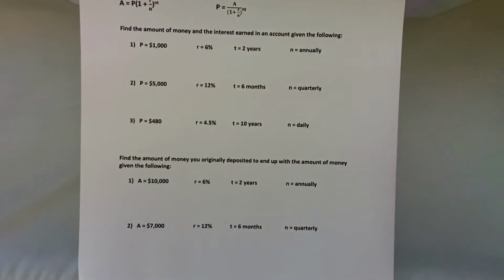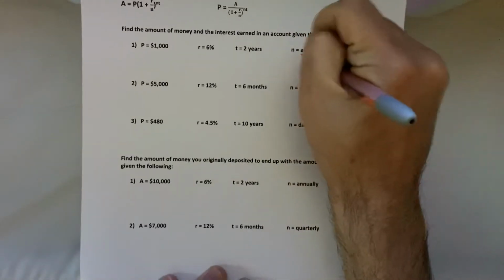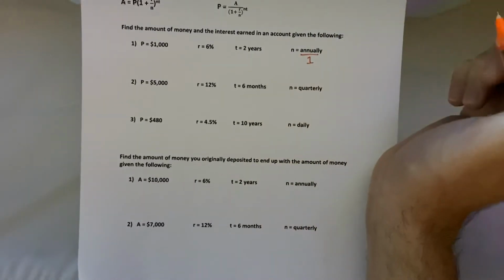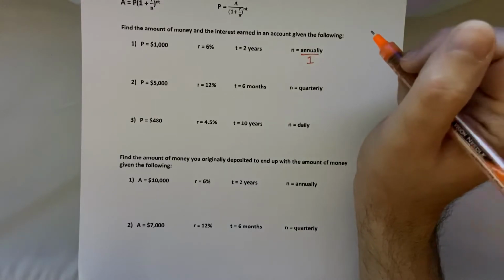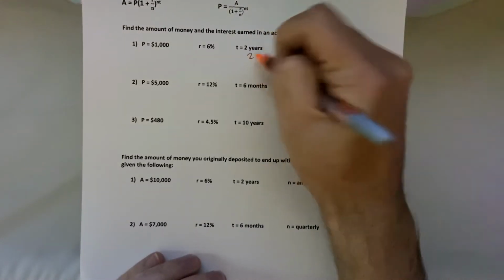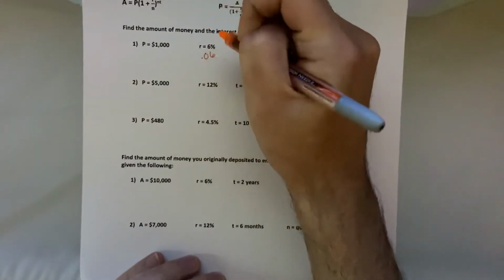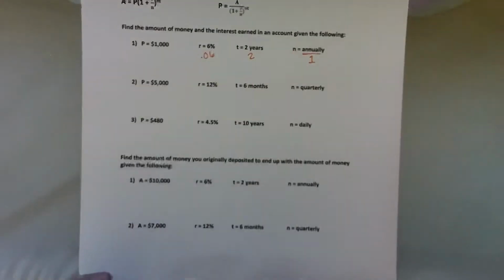Find the amount of money and the interest earned in the account given the following. P equals 1,000, the rate is 6%, T is 2 years, and payments are made annually. So annually means once a year. We talked about this in the last video or 2 videos ago. T is 2 years, so T is 2, rate 0.06, and P is 1,000.